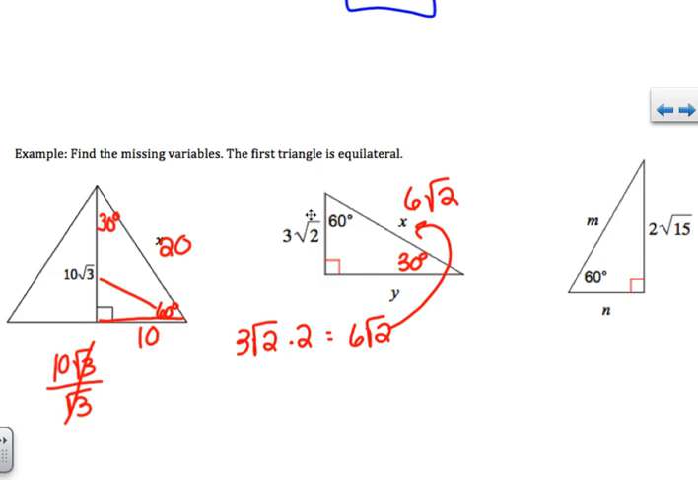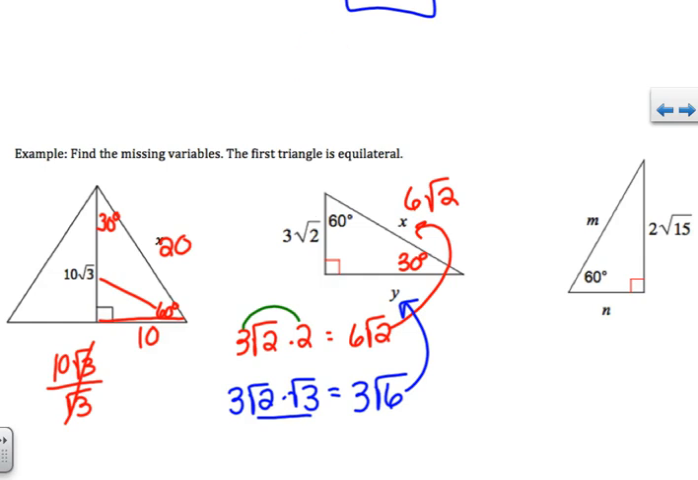Now to find my longer side, you have to multiply by the square root of 3. Okay? So I'm going to multiply these two to get 3 root 6. And I can't simplify the square root of 6, so I'm done. Okay? So when you're multiplying numbers, you multiply their like terms. Okay? So if they both have square roots, you multiply them. If they're both whole numbers out front or constants, you'd multiply those.